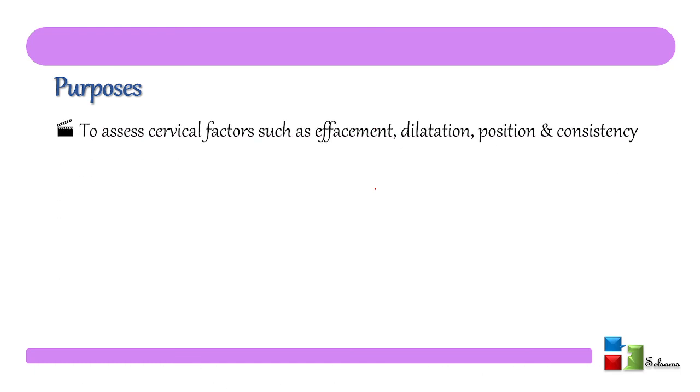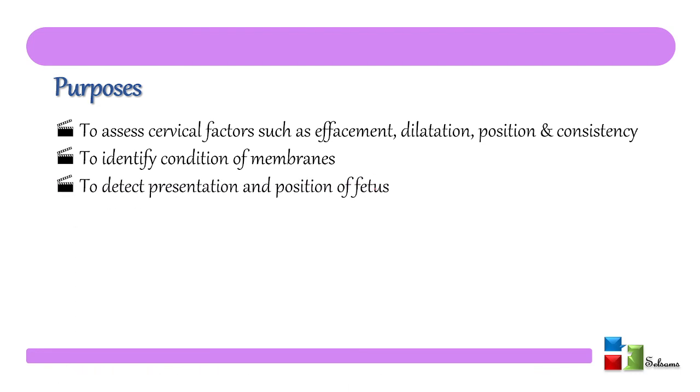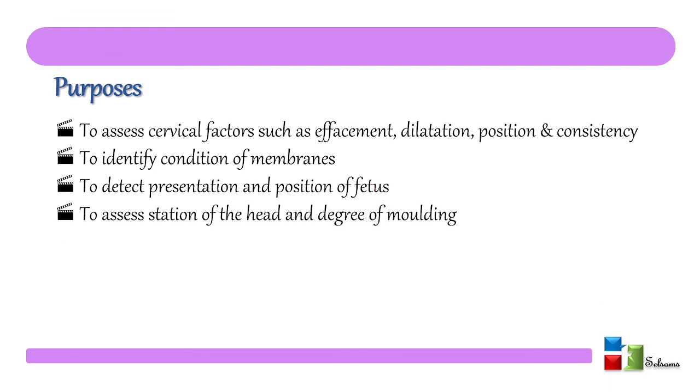Okay, so let me revise it. We found effacement, dilatation, position, consistency, and all are the cervical factors. And we check the membranes, whether ruptured or intact. And we check the presentation, whether it's cephalic presentation or malpresentations. And we check the position of the fetus, whether it is left occiput anterior or a posterior position. And we check the station at the ischial spines by checking the fetal head, and we check for molding, overlapping of the bones.